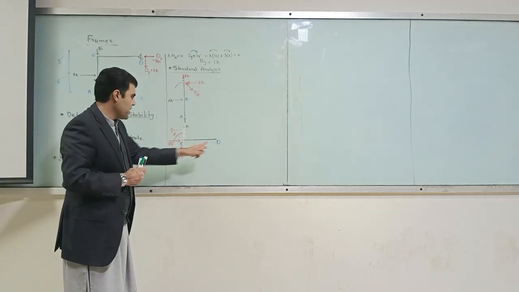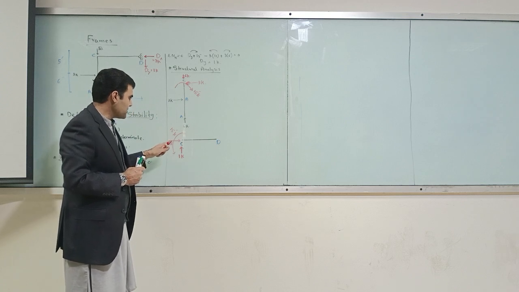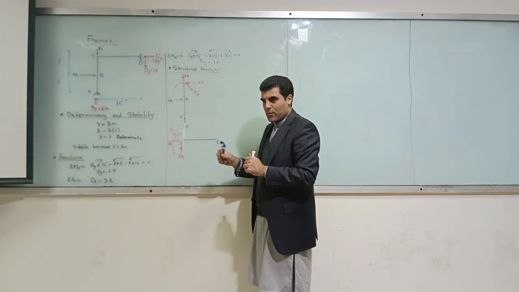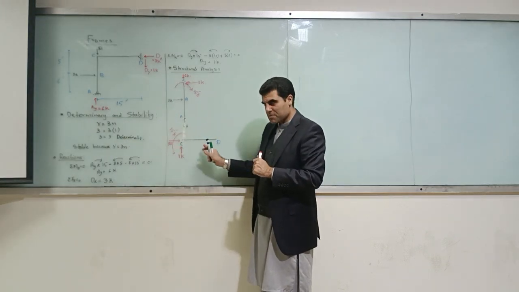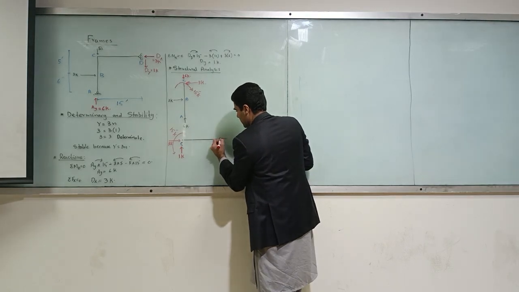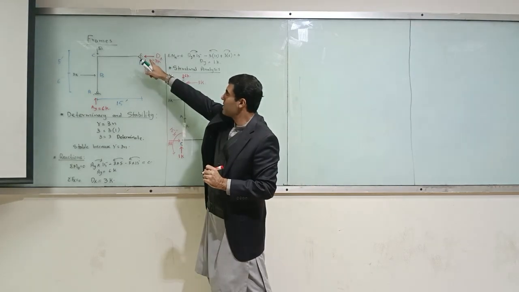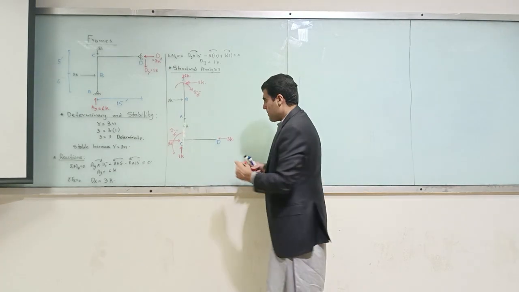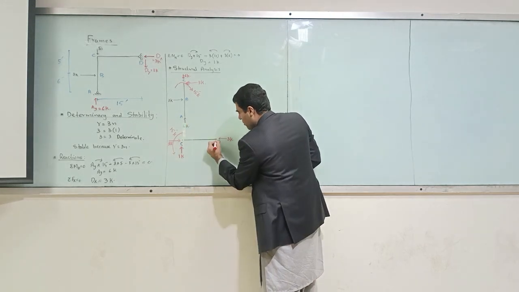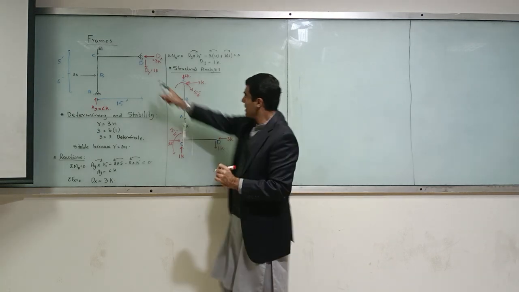Now, at point D, what should we have? We should have summation of Fx for the member must be equal to 0. So 3 kip and 3 kip in this direction, and that agrees with the reactions. Summation of Fy must be equal to 0. One kip in this direction, one kip in this direction, and that agrees with this one.